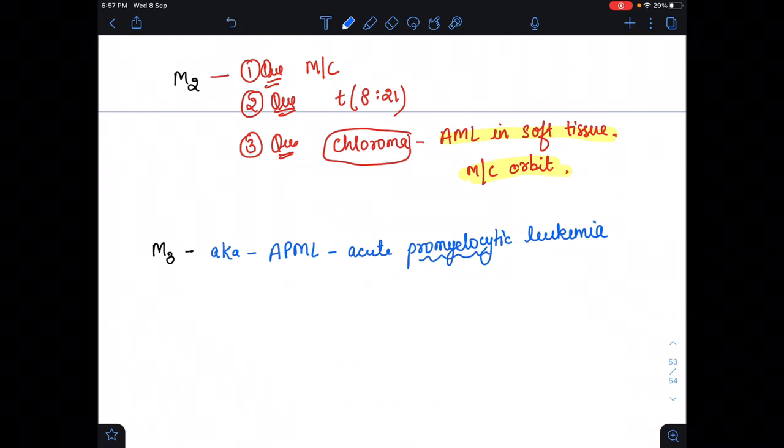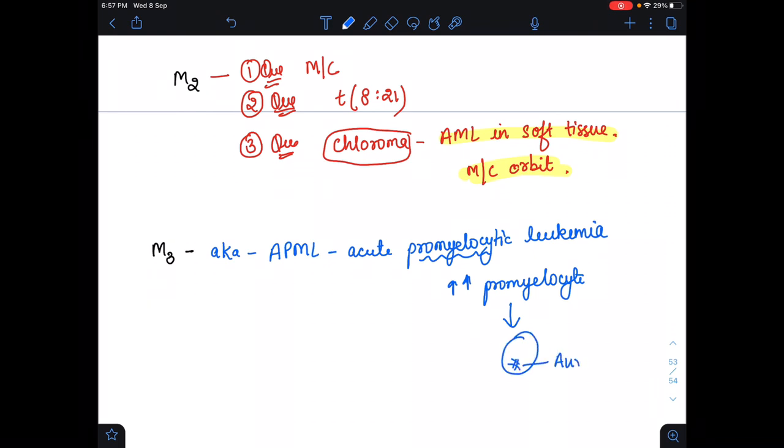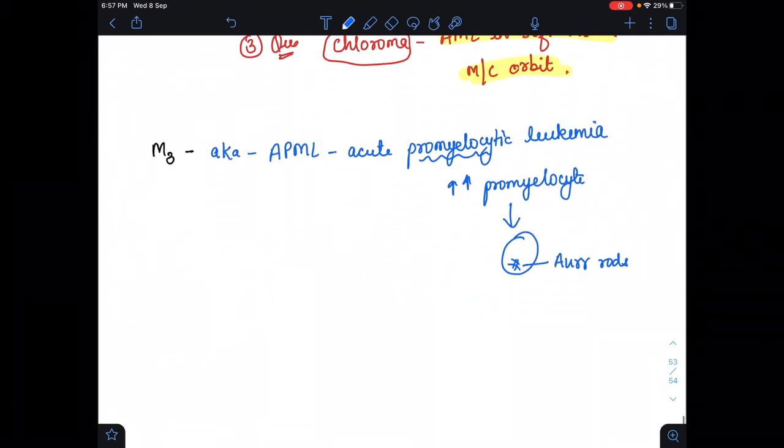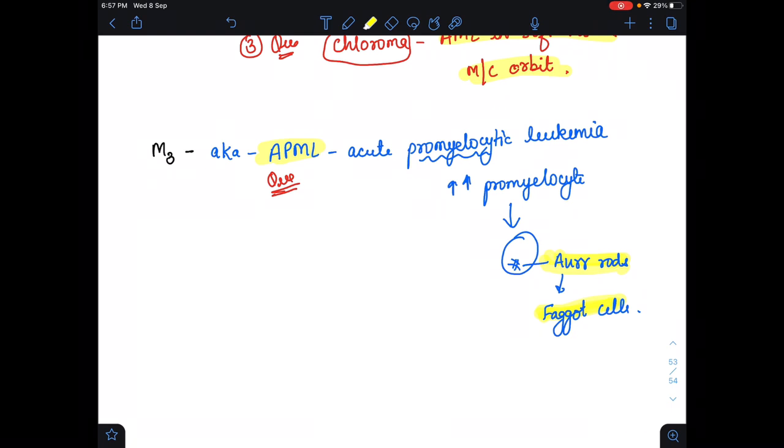So why promyelocytic? Because here the promyelocyte counts are increased, and it is seen as Auer rods in the cell. Auer rods are seen, and when a collection of Auer rods is present, then it is known as faggot cells. So here is my first question about the M3: the other name for M3 is APML, that is acute promyelocytic leukemia, and in this stage we see the faggot cells, and also the Auer rods. So Auer rods were also seen in the M3 AML.